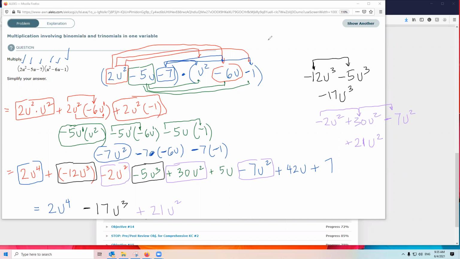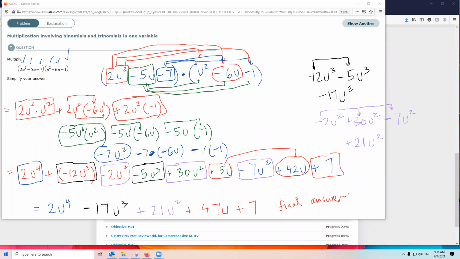All right, I'm almost done. Here's a 5u and a 42u. Well, those combine together to get me 47u. And finally, I'll just bring down this plus 7. I can't combine that with anything else. And here is the final answer. Notice these are all unlike terms, so I can't do anything else to combine this.